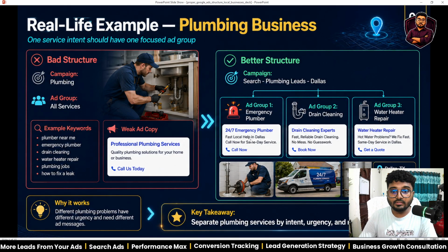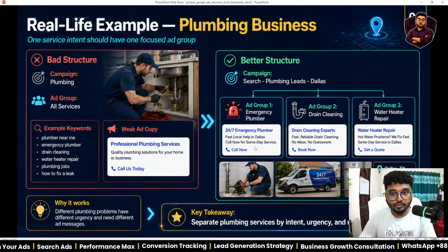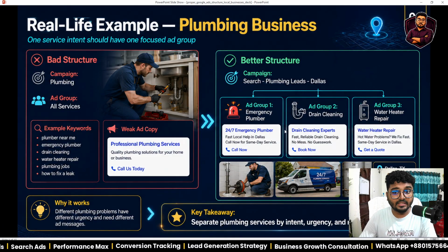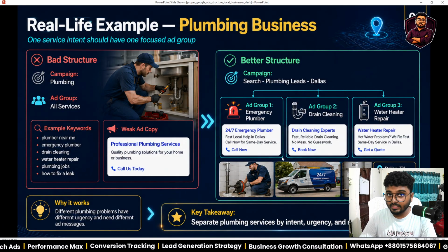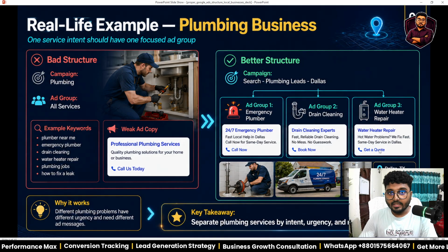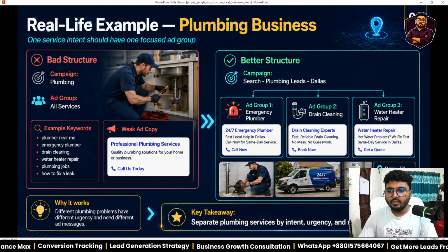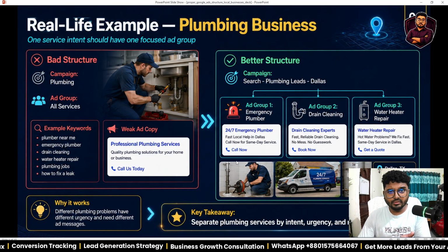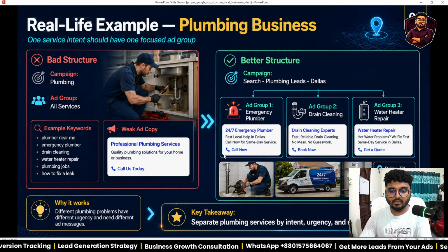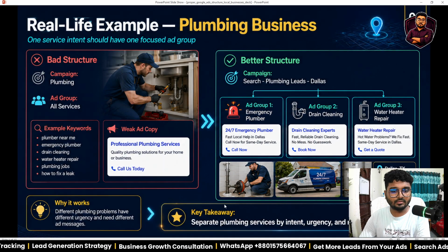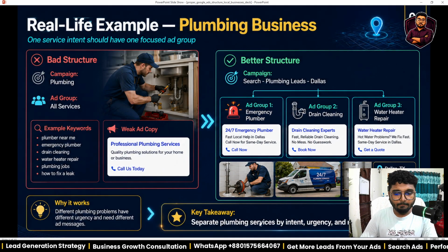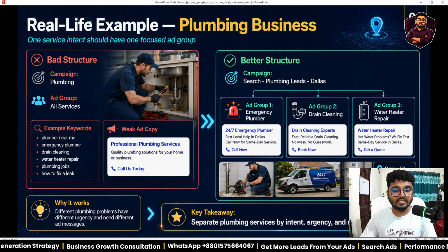It is a 24/7 plumber, emergency plumber, with a call now extension. There is a drain cleaning expert headline and description, or a book now extension. Water heater repair, with a promotional or call now extension. We can also use an image asset like this. You are seeing the image asset. Okay, so separate plumbing services by intent, urgency, and relevance.